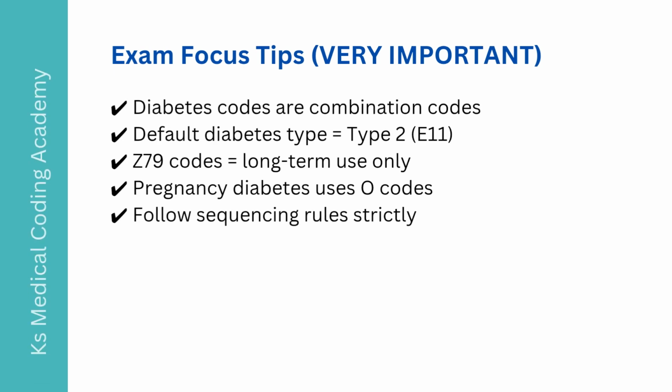Exam focus tips. Remember these exam points. Diabetes codes are combination codes. Default diabetes type is type 2. Z79 codes are for long-term use only. Pregnancy diabetes uses O codes. Sequencing matters.